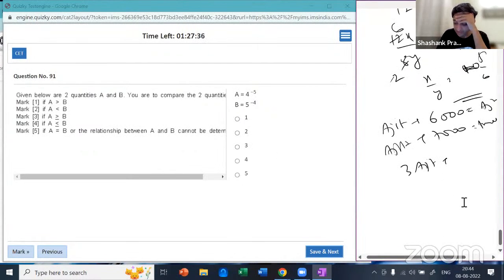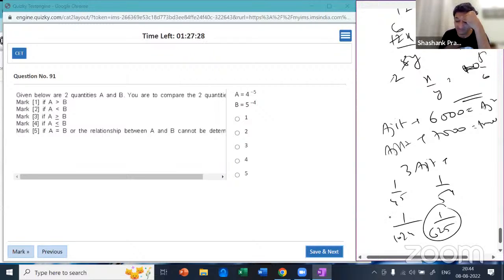A is 4 raised to minus 5, so 1 by 4 raised to 5. I made a mess of it earlier. 5 raised to 4. 1 by 1024, 1 by 625. So 1 by 625 is bigger. So B is greater than A.